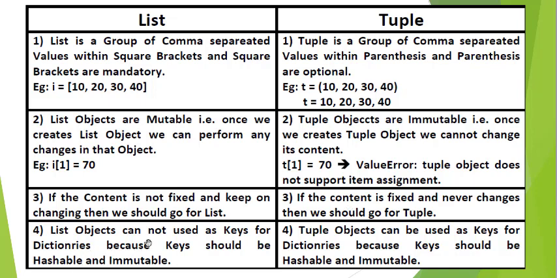Now, list objects can't be used as dictionary keys because keys should be hashable and immutable. You can't change the key. But the tuple can be used as a hash key because it is immutable. Dictionaries are associative arrays. They need key value pairs, and the key has to be constant. You can't change it. Okay, so we can use the tuple as the key.